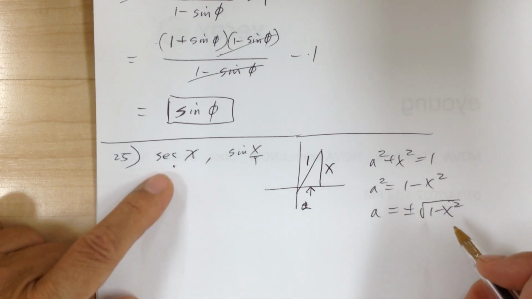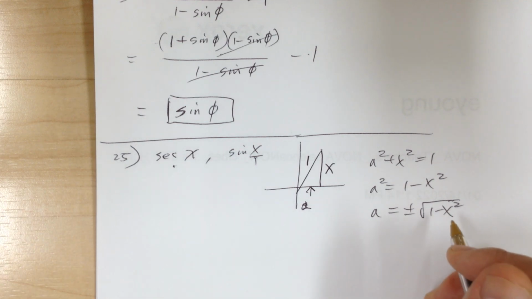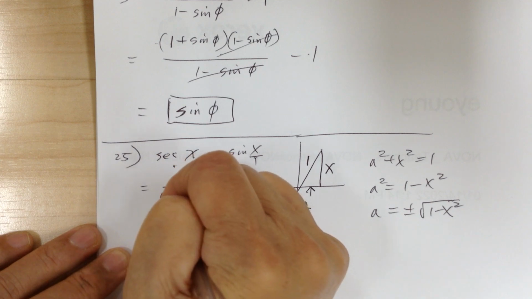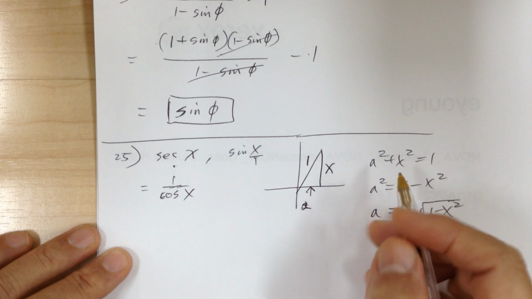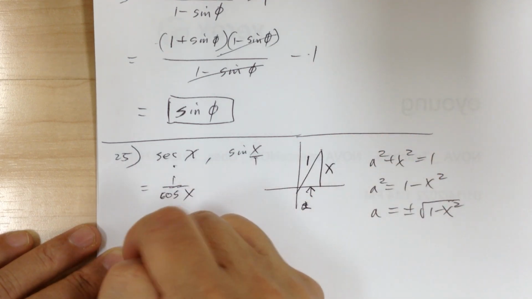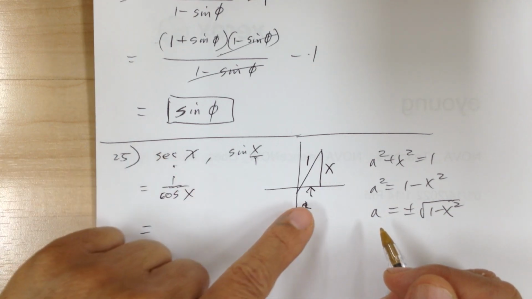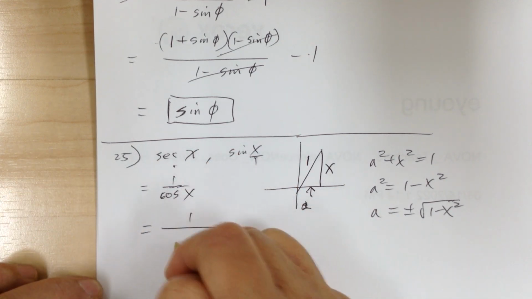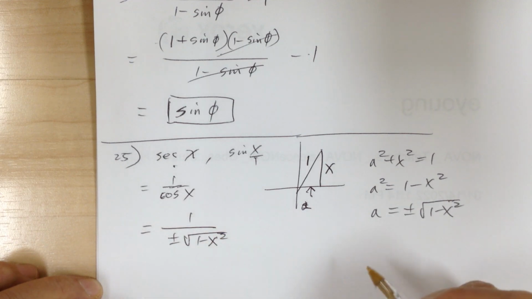And so secant is 1 over cosine. So secant of x equal to 1 over cosine x, right? So cosine is equal to this over that. And when you flip it over, cosine is this over this, and secant is this over that. So this will equal 1 over plus or minus square root of 1 minus x squared.